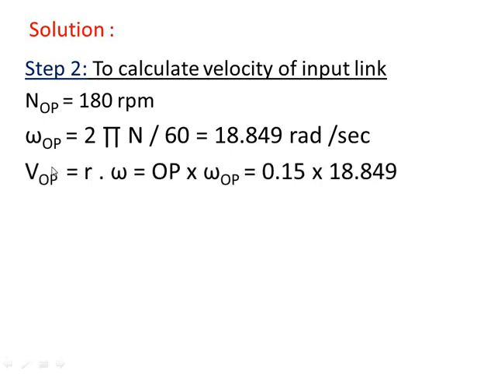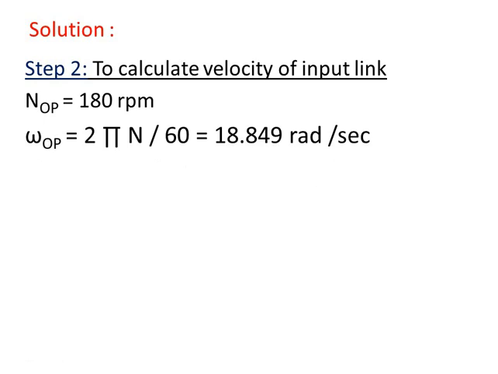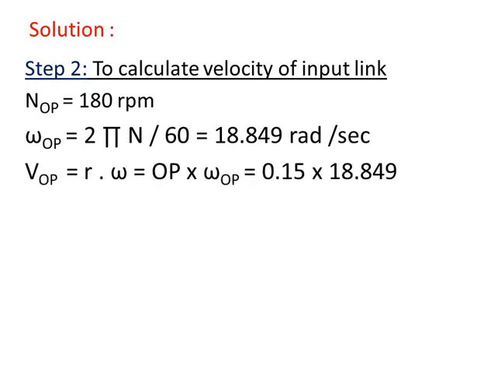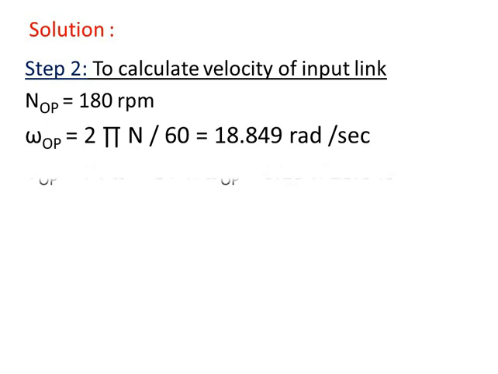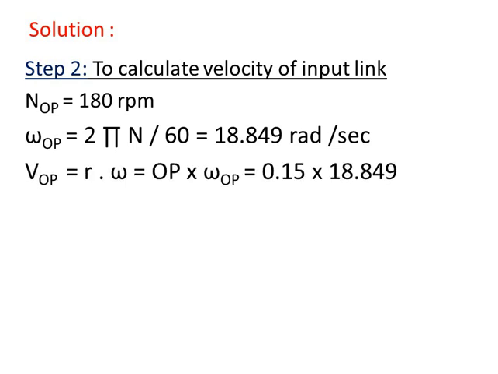Then use the relation V equal to R into omega, where R is the length of link OP and omega is the omega of OP. Here you need to substitute the actual length of the link. Do not use the scaled value with which you have drawn the configuration diagram. You have to take the actual value of the length of the link and multiply it by omega. It will give you the linear velocity of the link.